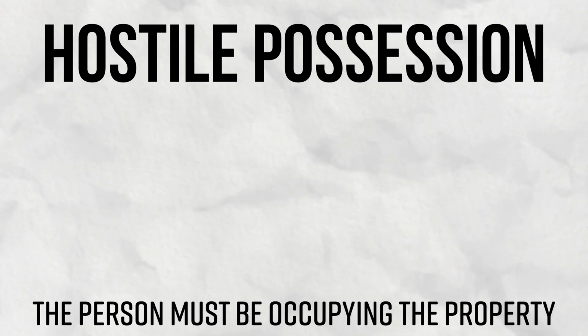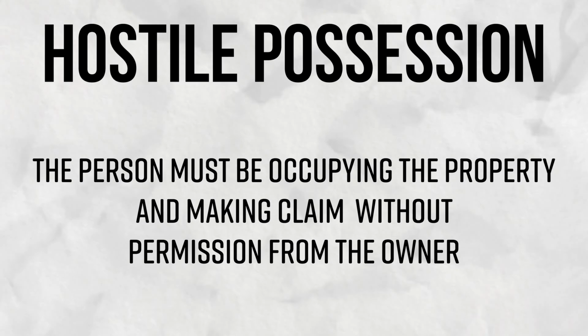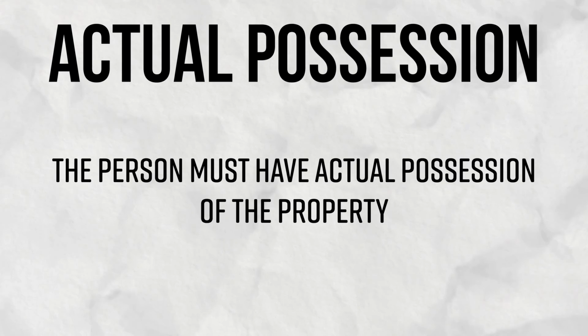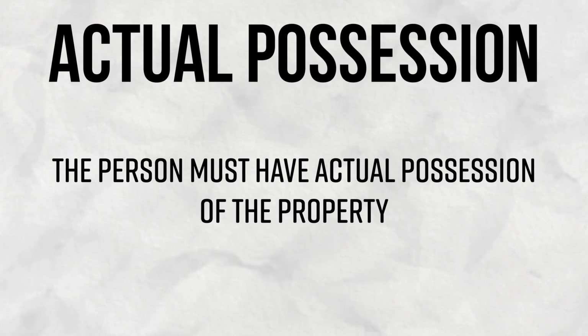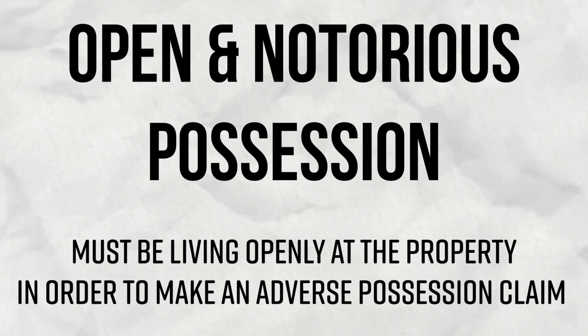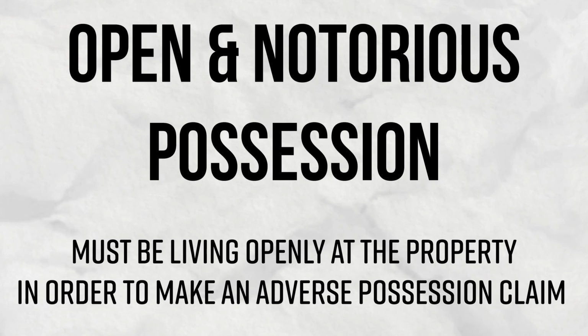And they are hostile possession, which is the person claiming adverse possession must be occupying the property and making claim without permission of the owner. Then there's actual possession, which is the person must have actual possession of the property. There's open and notorious possession, and that means they must be living openly at the property in order to make a successful adverse possession claim. Trying to hide their presence at that property can be a disqualifier for adverse possession.